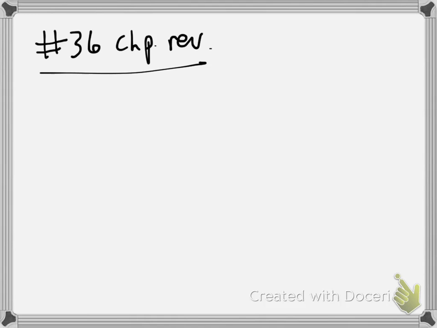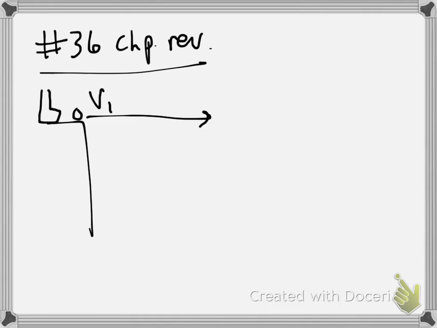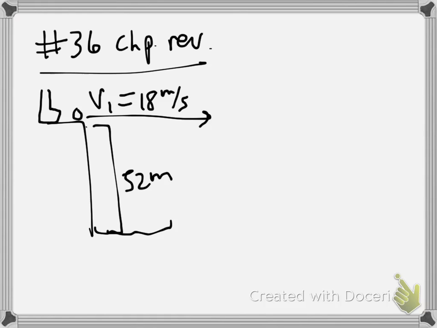This is number 36 in the chapter review. So we have a cliff, we have a rock, and we have somebody kicking it. And we have an initial speed, VI, of 18 meters per second. And we know that it's 52 meters down to the water. What we want to know is how long it takes for the stone to fall to the water and what's its VF.